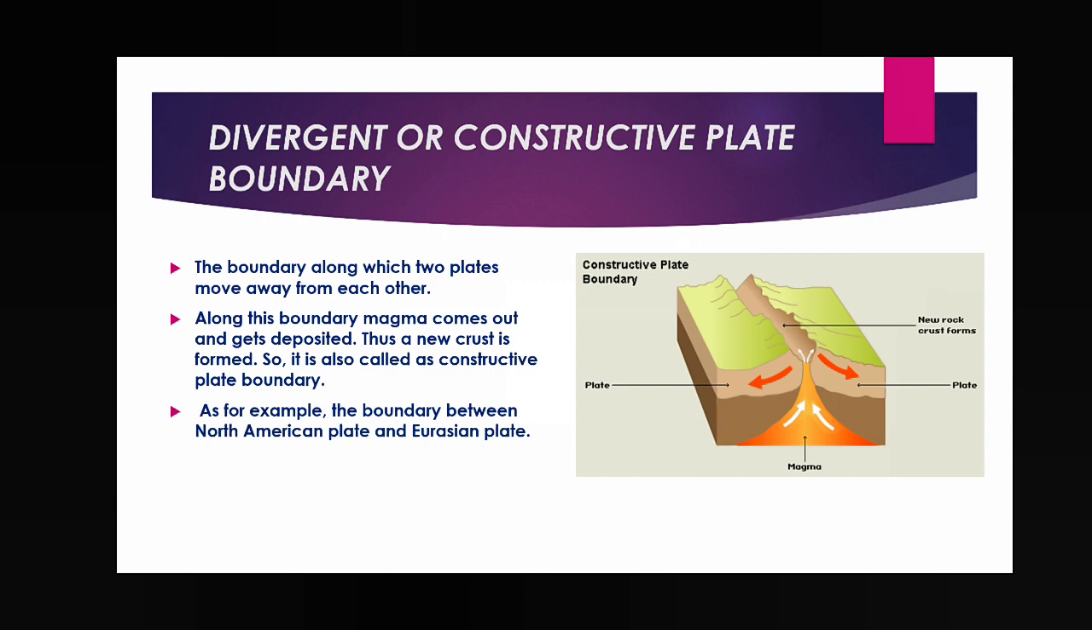An example is also given. The example of that is the North American plate and the Eurasian plate. The North American plate is moving towards the left hand side, and the Eurasian plate is moving towards your right hand side, and the gap is created between the North American plate and the Eurasian plate, and that's why the new earth crust is formed, and the Atlantic Oceanic area is expanding. That means a new earth crust is formed. So that's why it is called the constructive plate boundary.